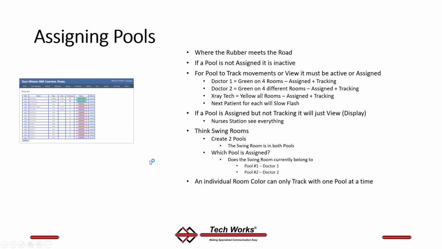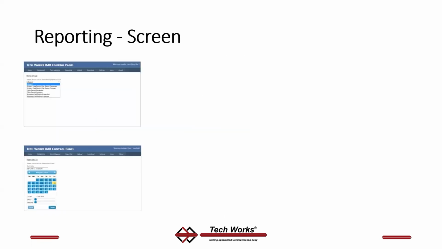If you have a room color, meaning an individual room, room 3, button green, it can only be in one pool at a time. You can't track that green button in 2 pools at the same time. A color can easily be in 2 pools at the same time and viewed at the same time if one, the nurse's station, is display only, and the other pool is the doctor's tracking pool. So that's how you get somebody to see that room color in 2 different pools.